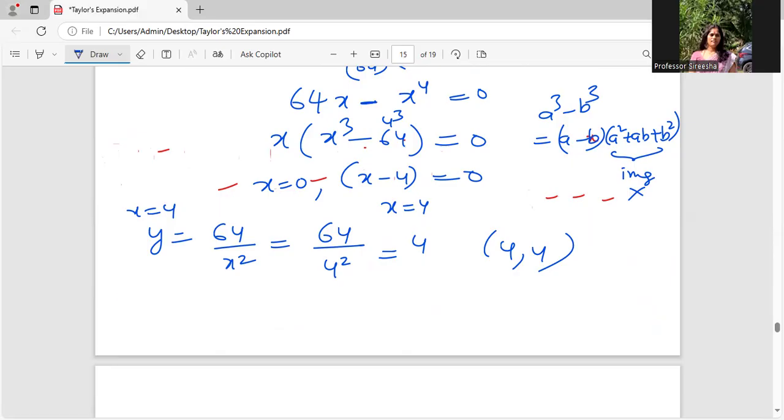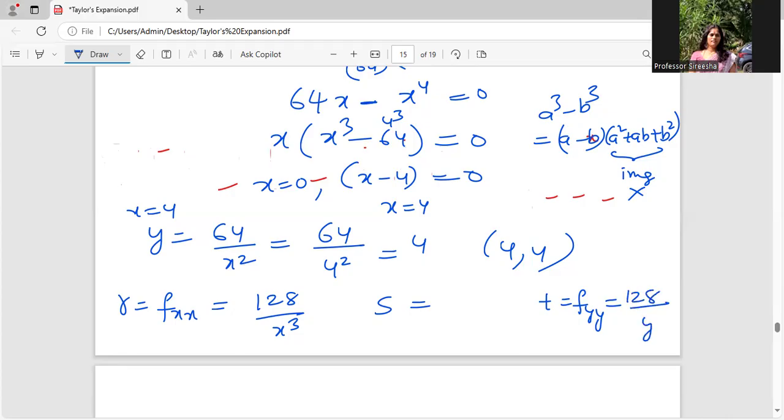Now I'll be finding r, which is nothing but fxx, or the double derivative of f with respect to x. What will it give me? r would be 128 by x cube. You can just verify. I'll come back to this screen once again. t would be what? The double derivative of f with respect to y. Already one derivative I have found out, and I'll differentiate again with respect to y only. So 128 by y squared. s would be what? I'll be having it to be 1. I'll scroll up to show you how I got these values.